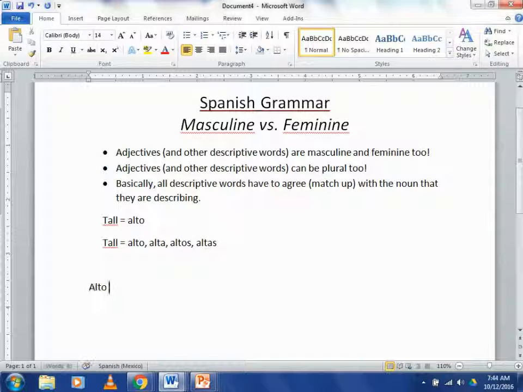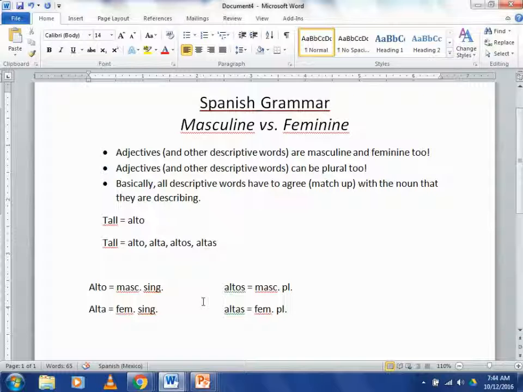Well, alto is the masculine form in the singular. So there's one tall male. Alta is the feminine word in the singular, one tall woman. Make it plural. Altos is the masculine form in the plural, while altas is the feminine form in the plural.